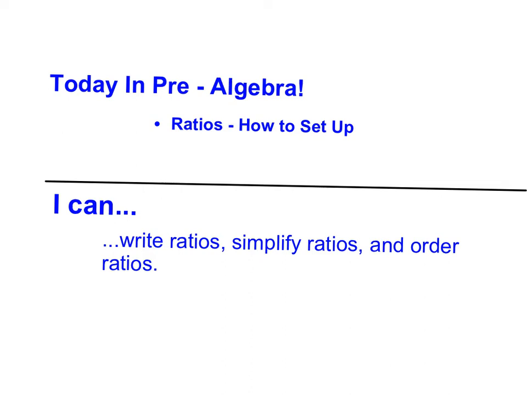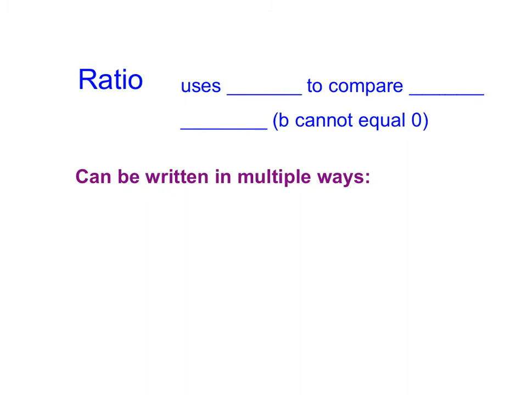In this video, we're going to start talking about something called a ratio, and we're going to talk about how we write ratios, how we simplify ratios, and how we order ratios from least to greatest. So let's start by defining the word ratio.